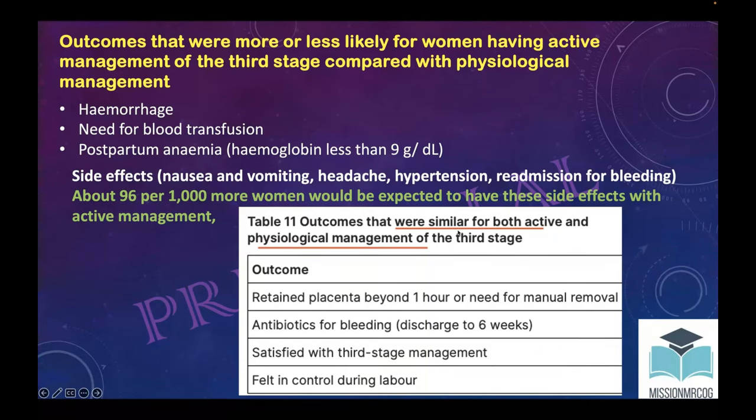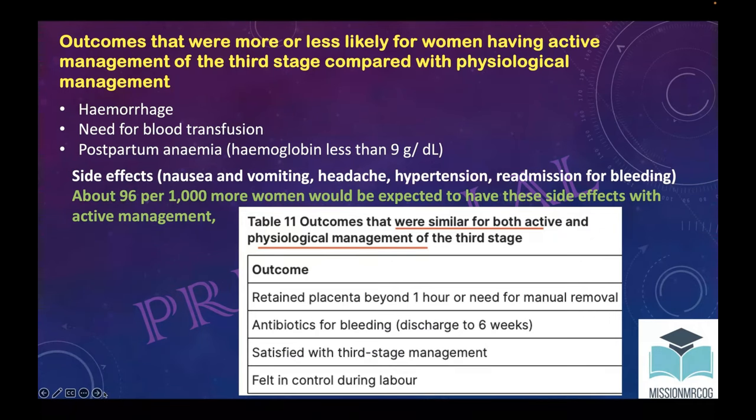So part 3 people, you may need this. The table is new. Retained placenta beyond 1 hour or need for manual removal will be the same. Antibiotics up to 6 weeks of discharge will be the same. Satisfied with third stage will be the same, and felt in control during labor would be the same. This was the table where the outcomes were all similar, so I just added it. So you should have an idea if any questions come from here.